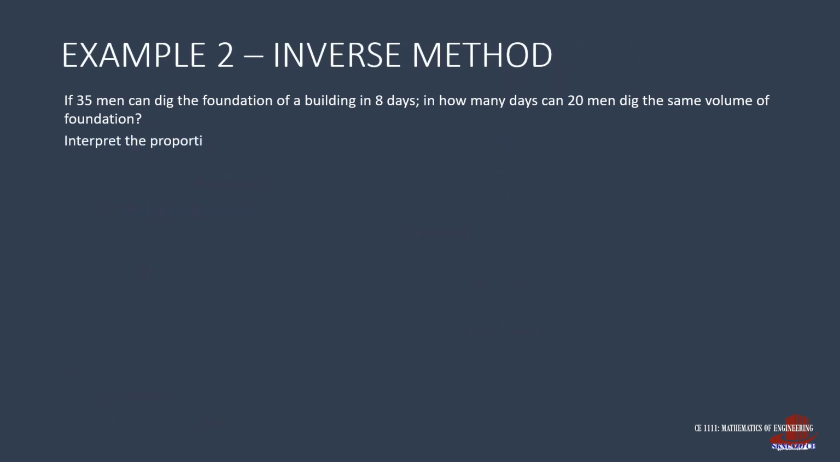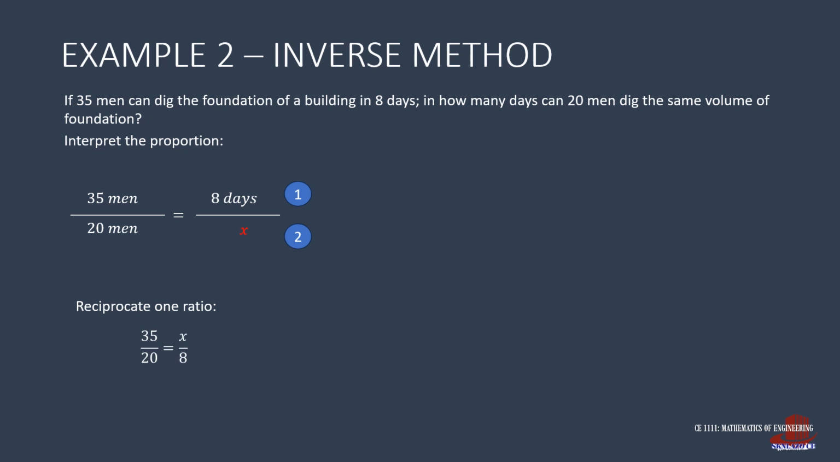With the inverse method, we place the given parameters in proportion. The first case has 35 men to 8 days. These are placed in the numerators. The second case states that 20 men work for x number of days. We then flip one ratio. That would make 35 over 20 equal to x over 8. Through cross multiplication, we get 20x equal to 8 times 35. That is simplified as 20x equals 280. Isolate x by dividing everything by 20, then get x as 14 days.